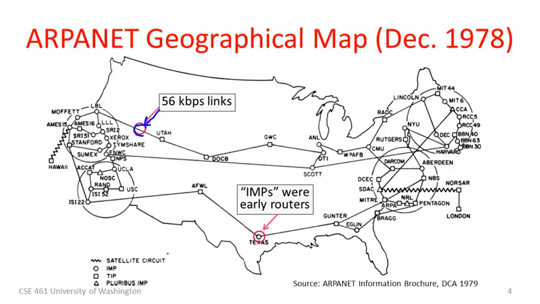You can see here the links. They run at 56 kilobits per second. It was fast at the time. That's now the speed of a slow computer modem using the telephone. And many of these nodes were called IMPs, and they are the precursors. They're the earliest form of routers. So this is what the network looked like.